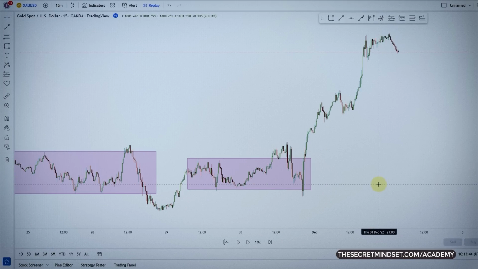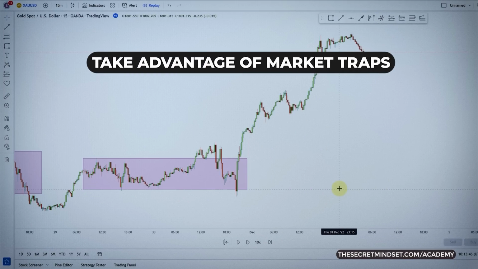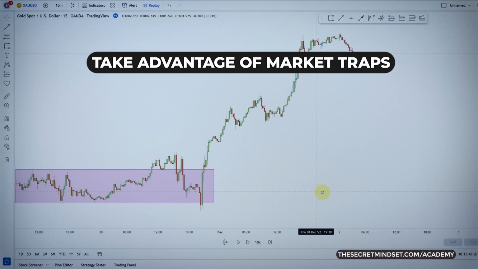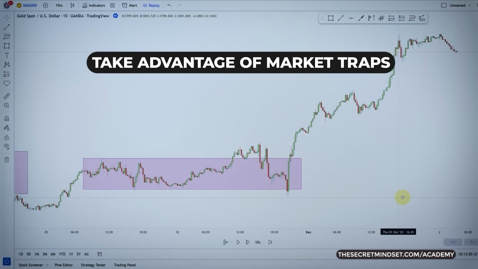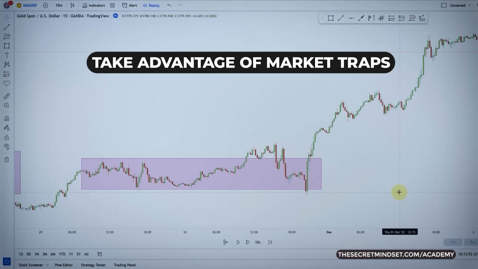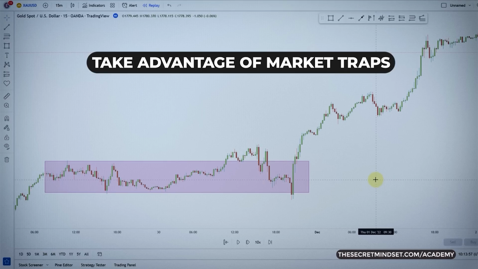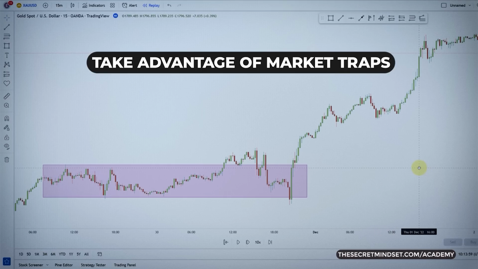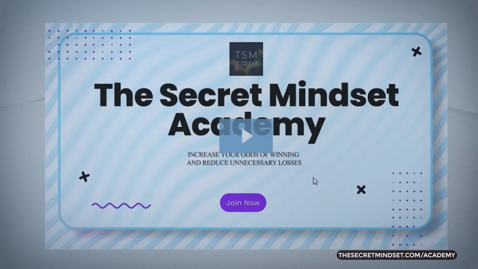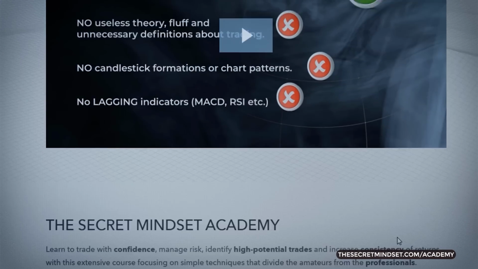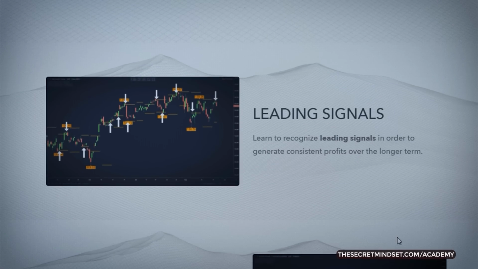This strategy is designed to take advantage of market traps. If you want to easily spot areas on your chart that are likely to be targeted by smart money, you should definitely watch this video, because it will show you how to adapt to the different challenges that the market will throw at you.